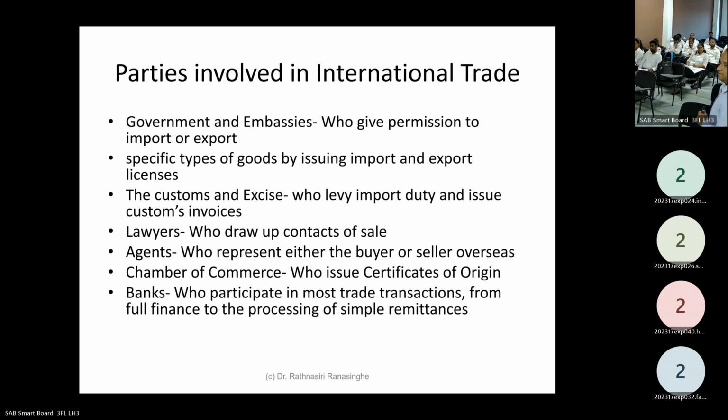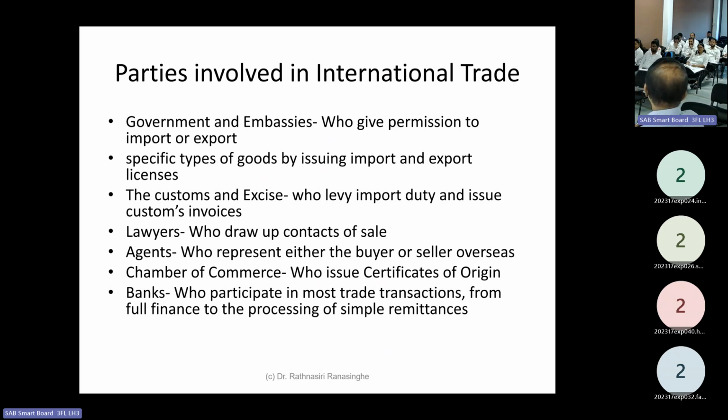In the respective organization, for example, if you import drugs, there are organizations from which you need to get permission. There are specific institutions responsible for those rules, so you need to comply with those rules and regulations and obtain the license. And the customs, excise, all these things, and even the lawyers, since there's a contract.